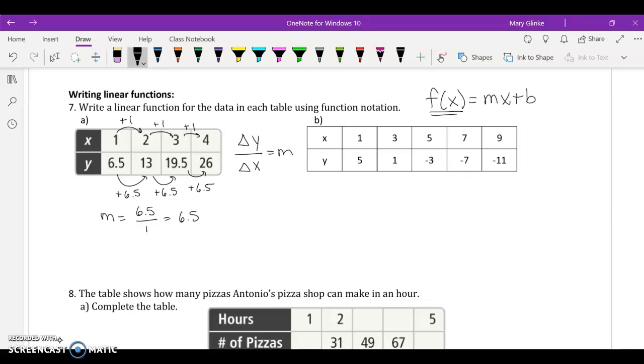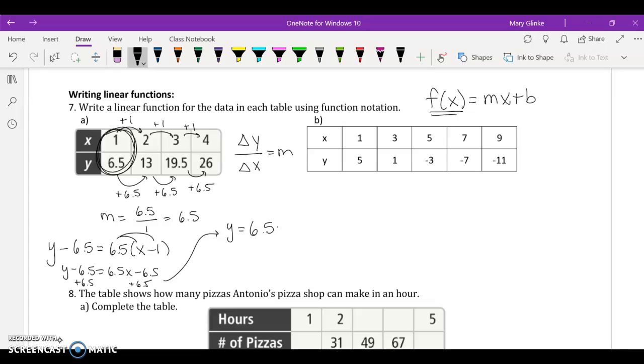Then what we can do is we can start in point slope form. So you're going to pick any of your points, and you're going to do y minus y1 equals our slope times x minus x1. And we're going to get this into slope-intercept form. Now, when we get it to slope-intercept form, we have y equals 6.5x. We want this to be in function notation. So instead of writing y, we're going to change that to f of x. So you get f of x equals 6.5x.